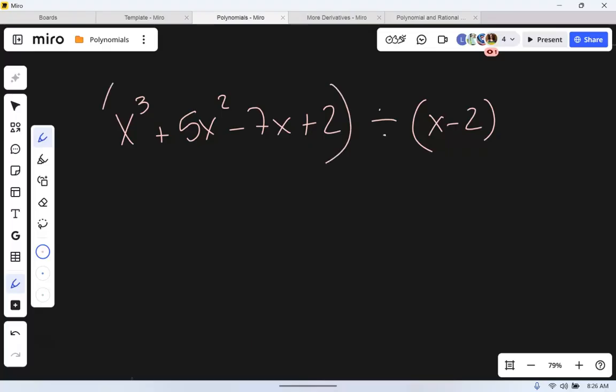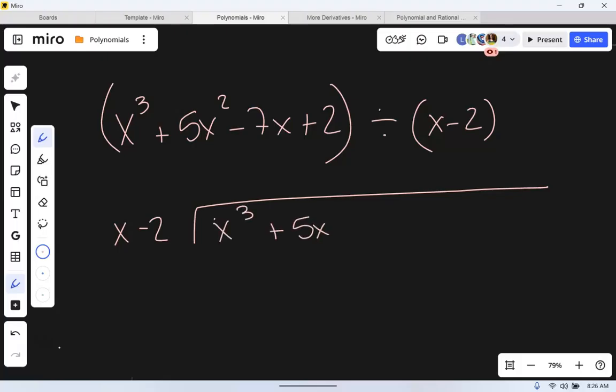All right. Let's write this another way. Let's set it up in our house. What goes on the outside? X minus 2. And inside the house, now I will tell you as you set this up, make sure whatever exponent, this is getting increasingly more difficult. Make sure whatever your biggest exponent is inside the house.